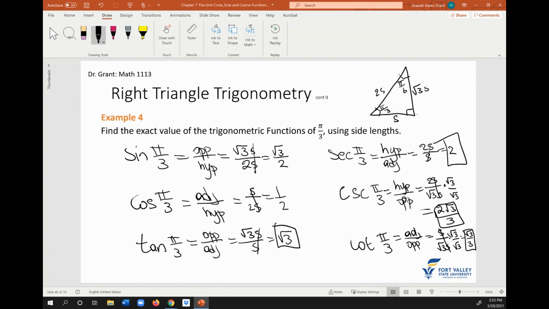And that's how you would use your special triangle to find your trigonometric ratios.